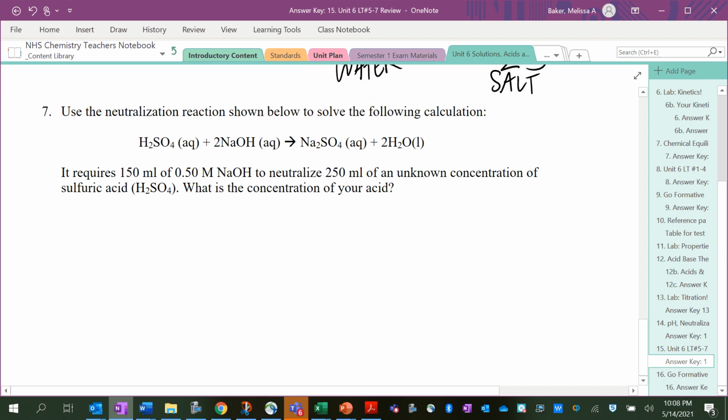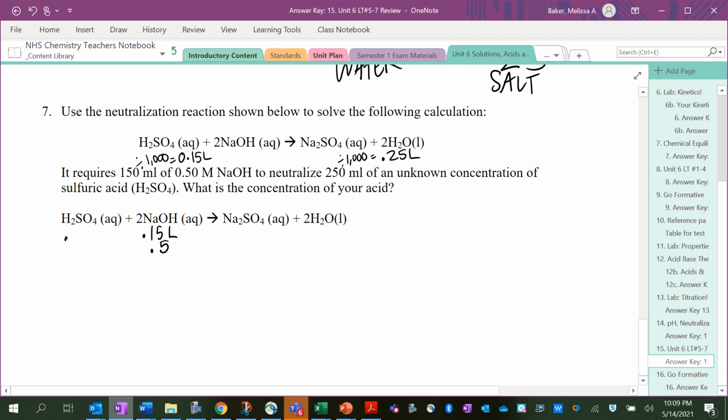All right, last question. Use the neutralization reaction below to solve the following calculation. Okay, and I'm going to copy and paste this again just so I can write underneath it what we've got. I'm going to divide my milliliters by 1,000 to change that into liters. And let's write underneath each what we've got. So we've got 0.15 liters of NaOH, and the concentration is 0.5. And it's neutralizing 0.25 liters of my unknown acid.